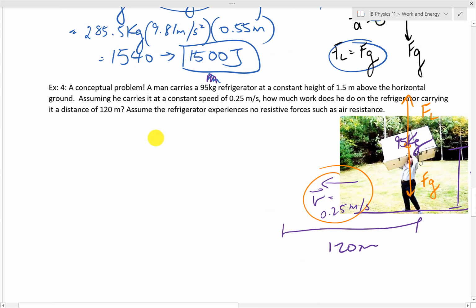So going back to the question, we want to find the work that the man does lifting the refrigerator 120 meters. So the FL, the lifting force, is what we need.